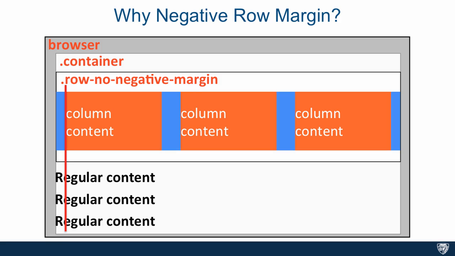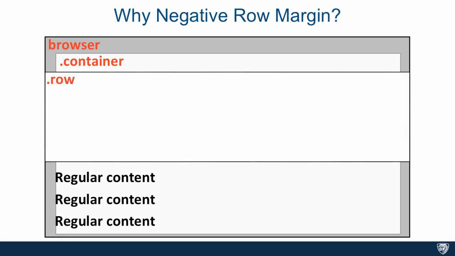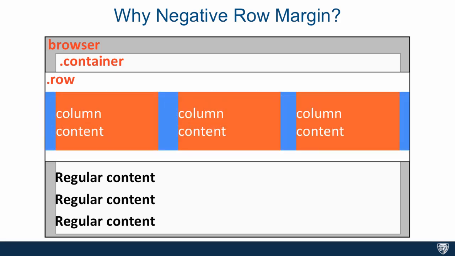So let's visually fix this problem. What we're going to do is again start with a browser and a container element with some regular content, and then we're going to add our real Bootstrap class row element. And what it does is, again, it stretches itself beyond the container. It negates the container's padding of 15 pixels to be exact, and it adds a negative 15 pixel margin. So what that does for our content in the columns is that it pushes it outwards. So what does that do?